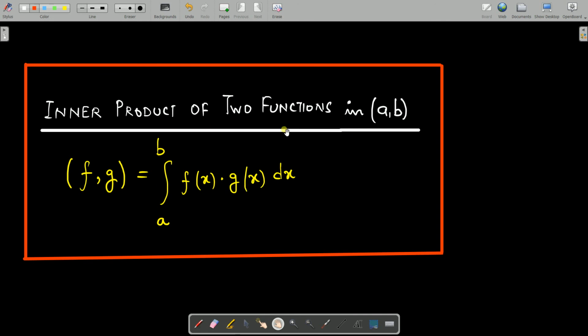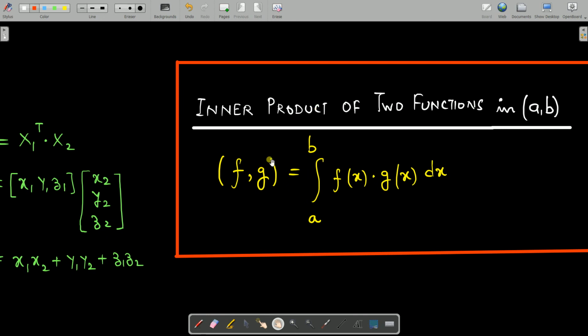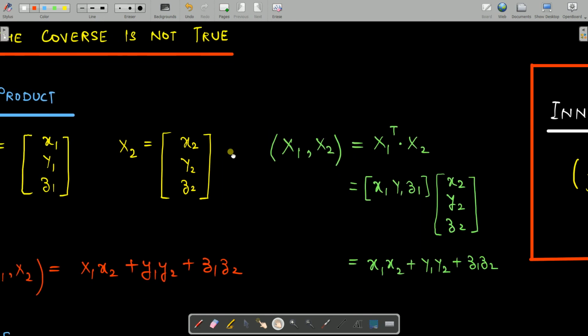You'll get the inner product of these two functions. Okay, so that's a different thing. That might be asked in calculus, but inner product in matrix you need to solve like this.